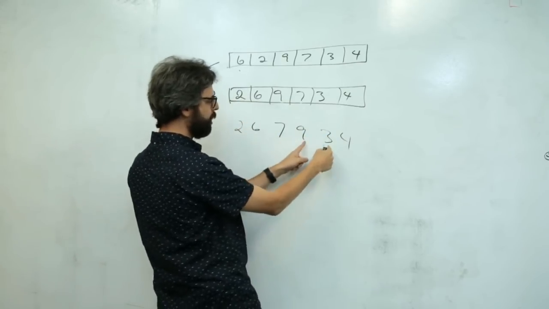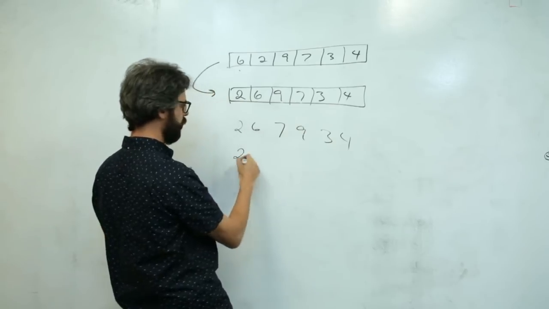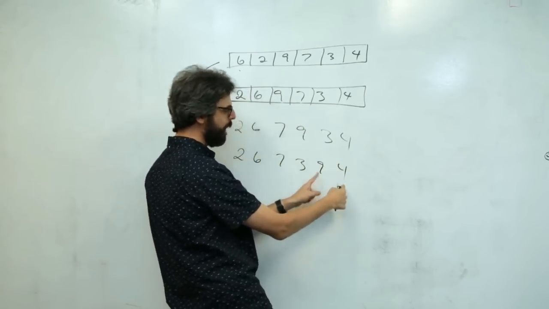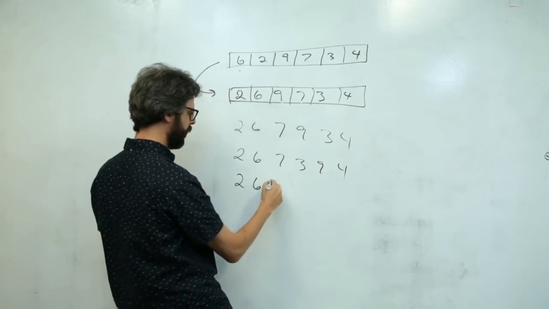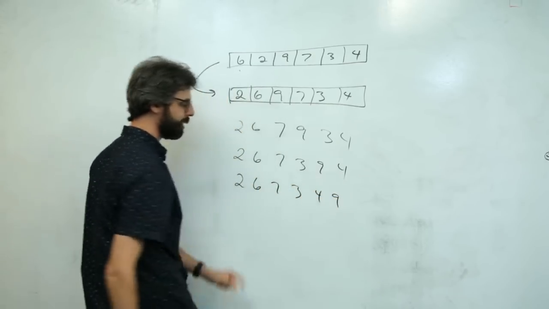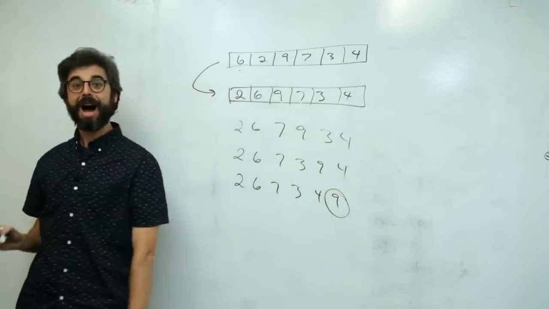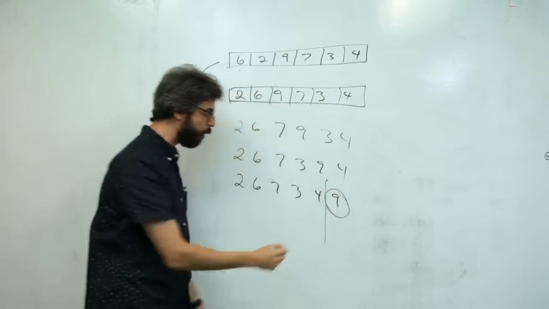2, 6, 7, 9, 3, 4. Now I look at these two values. 9 is bigger. 2, 6, 7, 3, 9, 4. Okay, now I look at the last two values. 9 is bigger. 2, 6, 7, 3, 4, 9. Now look at this. The largest value is always going to end up in the last spot. So I'm now done all the way up to the last spot.